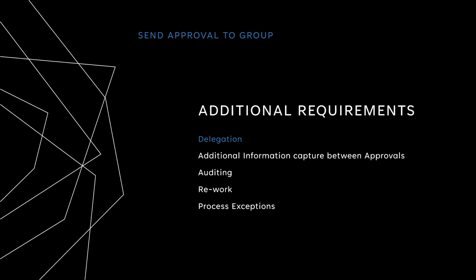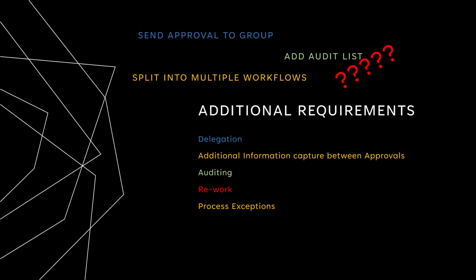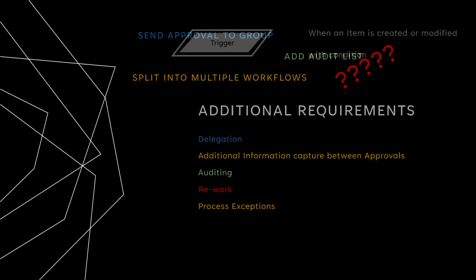So delegation, okay, we can send the approval to a group rather than an individual. Auditing, we can add an auditing list and patch into that as well as our detail SharePoint list. The additional information and the process exceptions, well, our nice simple linear workflow, we're going to have to break into multiple workflows now because we can't wait for an approval before we move on to the next thing. Rework, sure, we can come up with something around that.